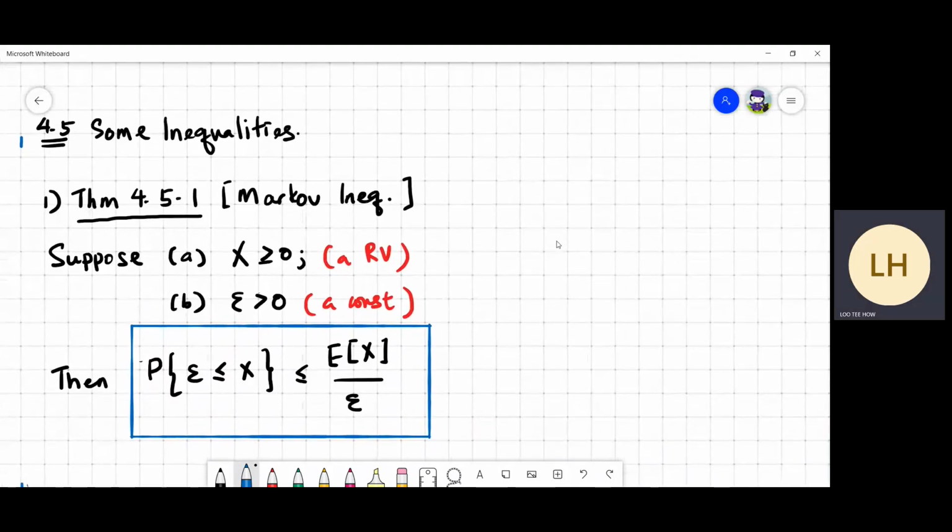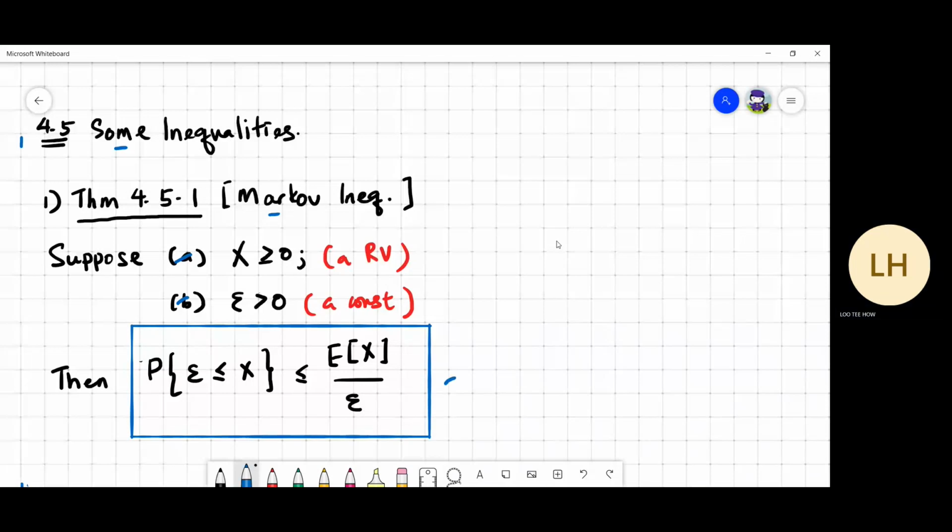In this lecture, we discuss section 4.5, Some Inequalities. Let's begin with theorem 4.5.1, the Markov inequality. There are two hypotheses for this theorem. That is, A, X is a non-negative random variable, and B, epsilon is a positive constant. Having these two hypotheses, we will have this conclusion.